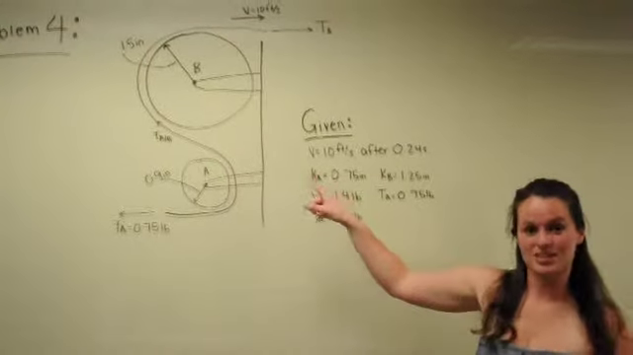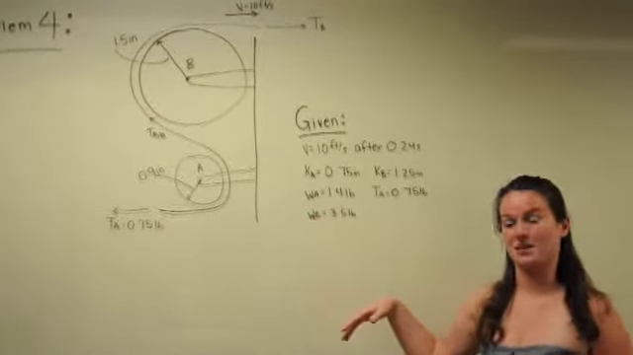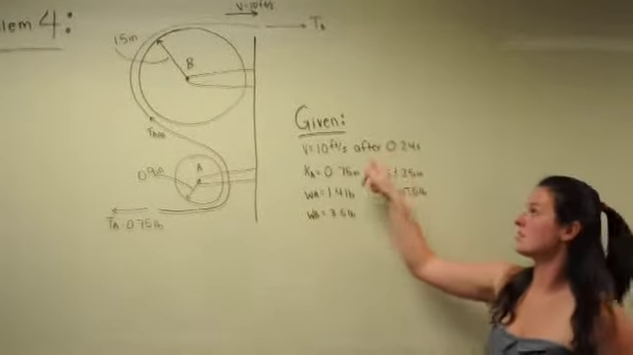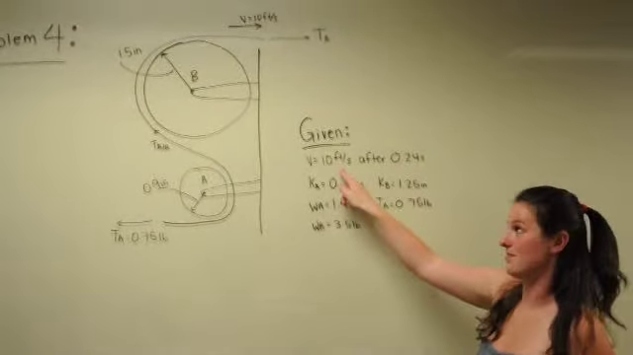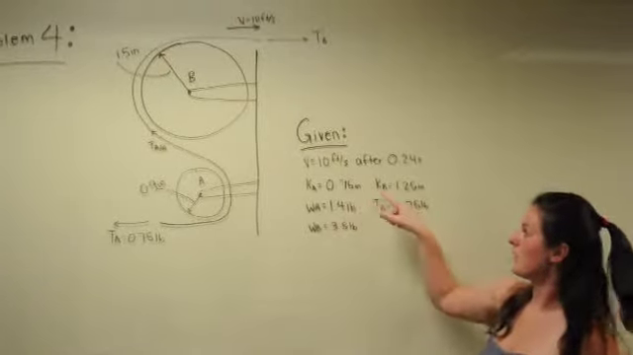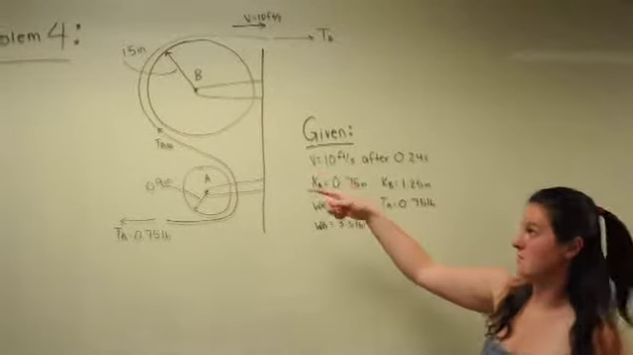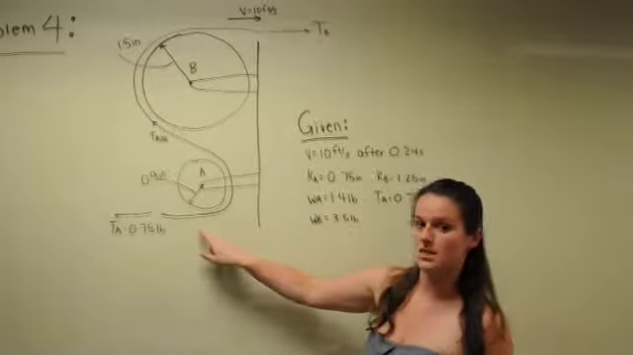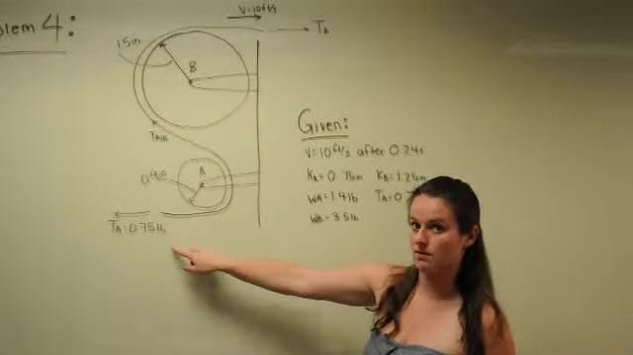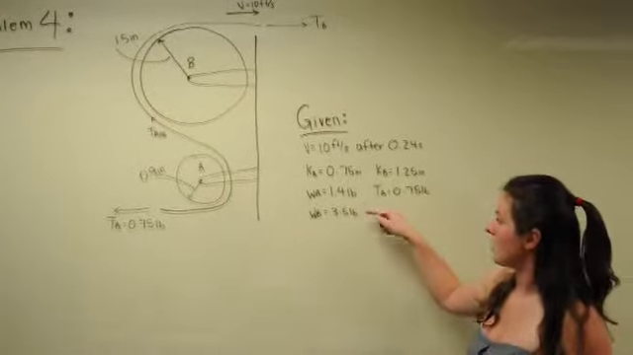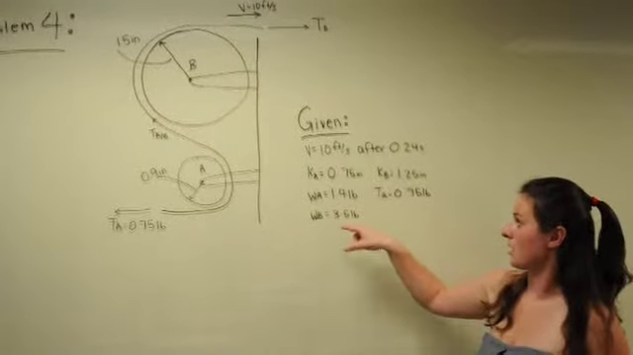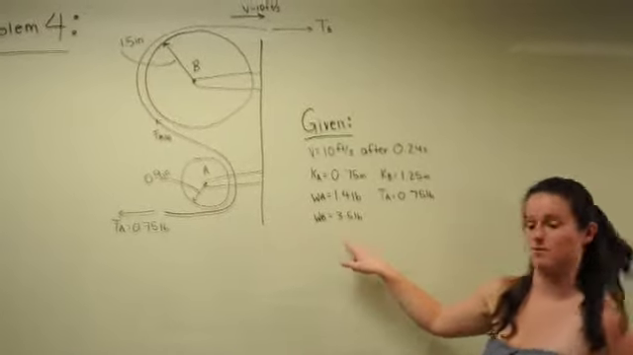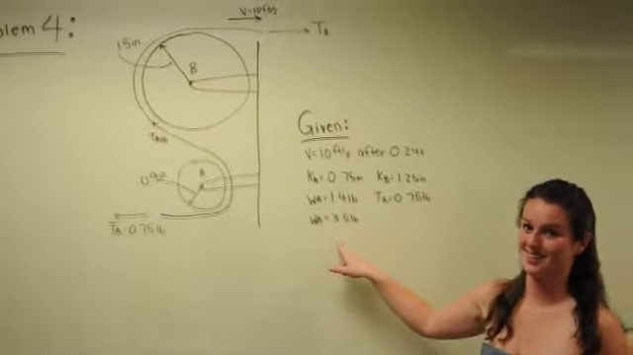We know initially the system starts at rest, so the velocity is 0. And then after 0.24 seconds, we know the velocity of the tape is 10 feet per second. We're also given the radius of gyration for both drums A and B, as well as the actual radius of the drums. We know that the tension in the tape at point A is equal to 0.75 pounds, and we know that the weights of the drums are 1.4 pounds for A and 3.5 pounds for B.